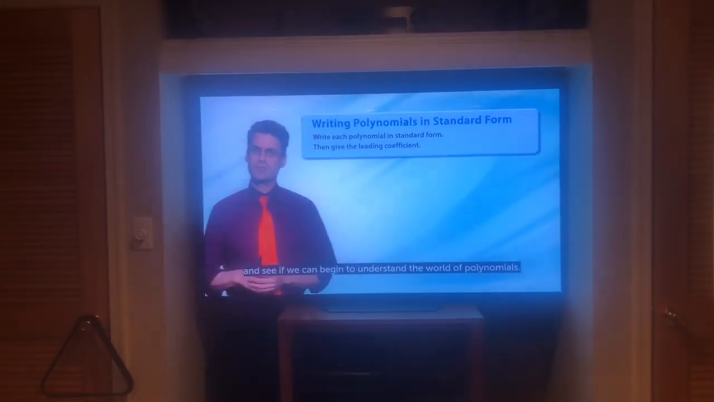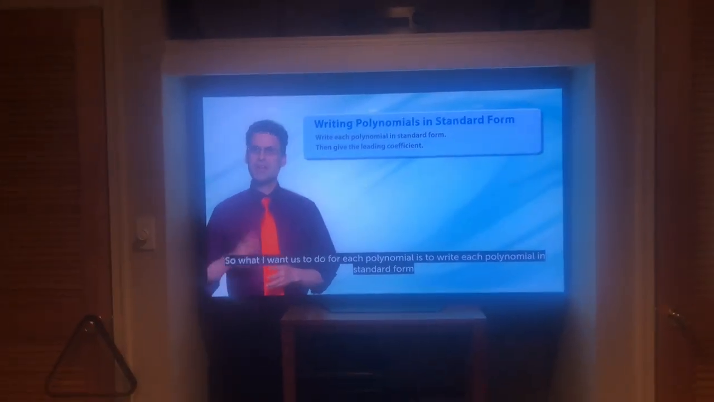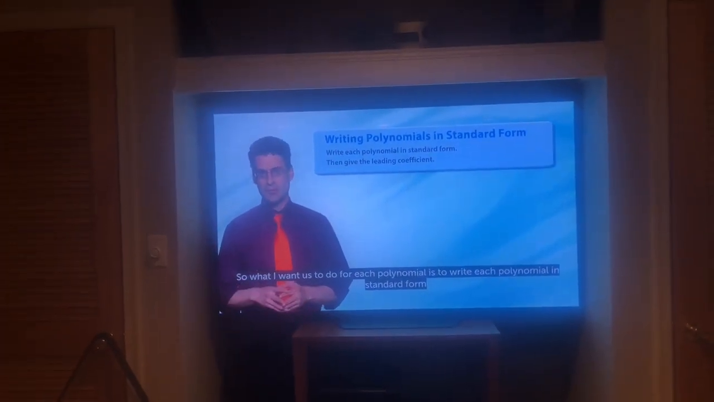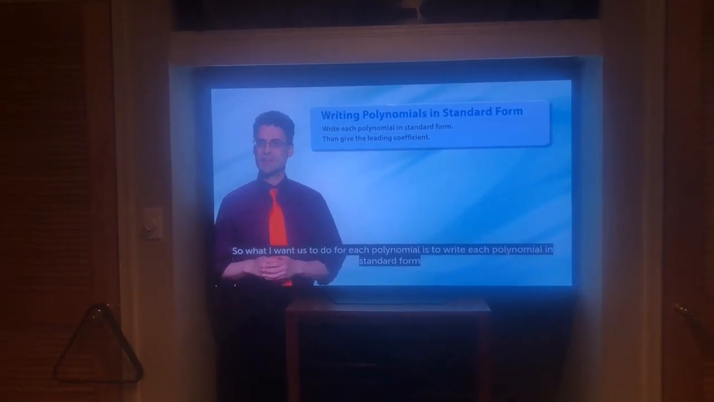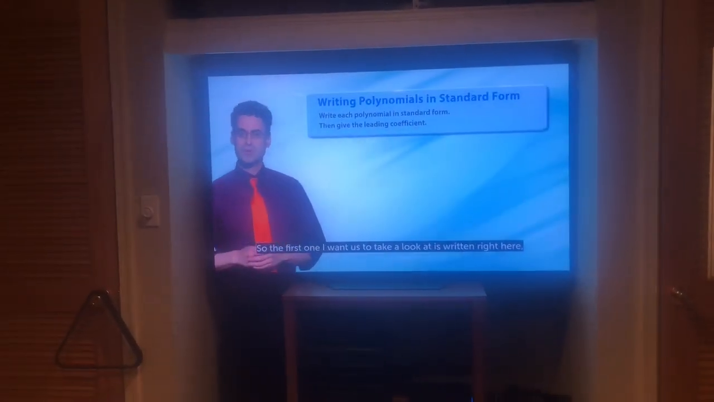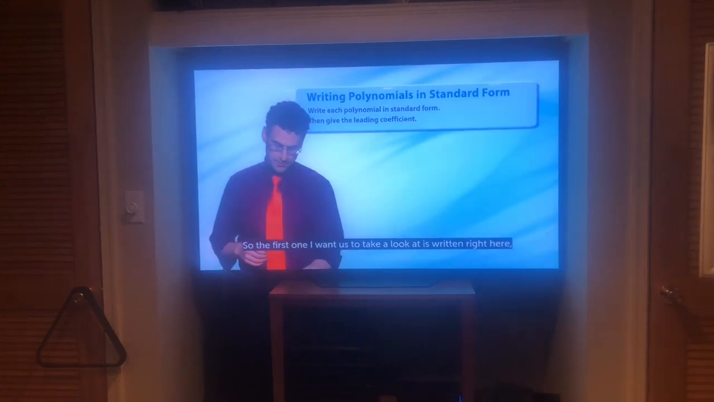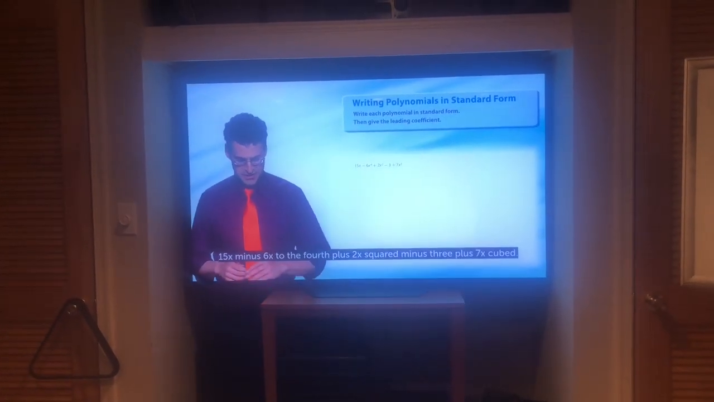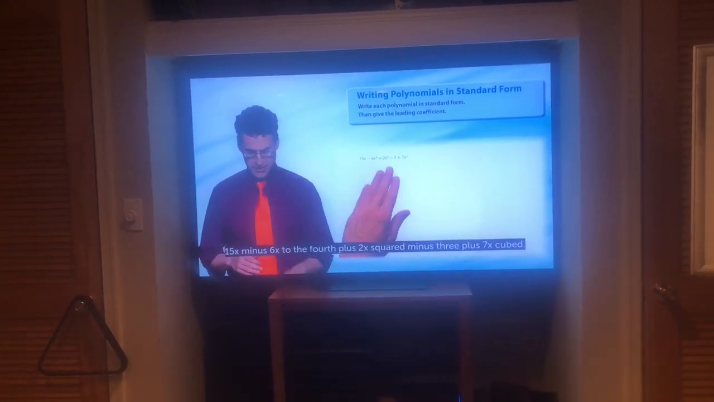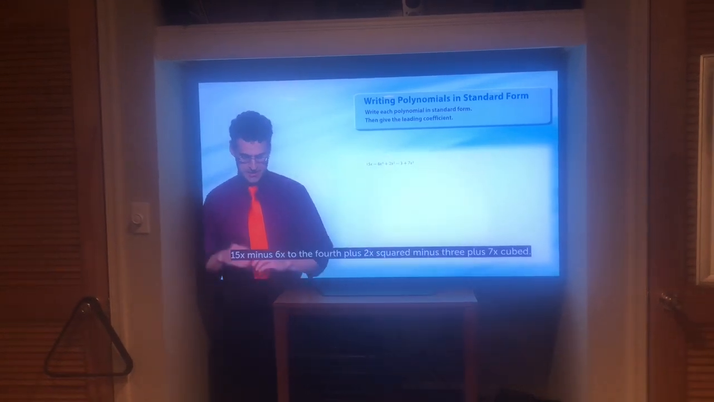So what I want us to do for each polynomial is to write each polynomial in standard form and then identify the leading coefficient. So the first one I want us to take a look at is written right here: 15x minus 6x to the 4th plus 2x squared minus 3 plus 7x cubed.